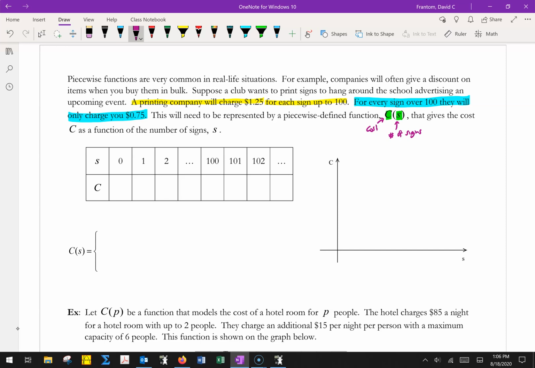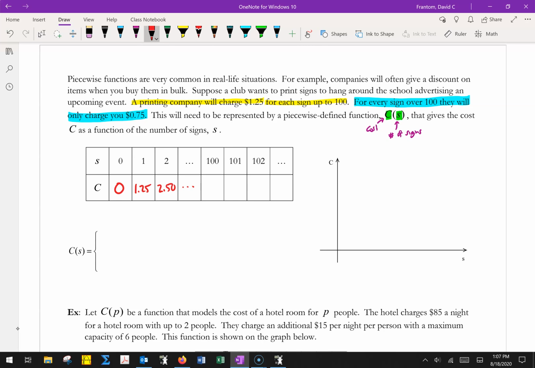So in order to figure out what this is going to look like, let's start by just picking values of S. What if you buy 0 signs? How much is the company going to charge you? 0. If you buy 1 sign, they will charge you $1.25. 2 signs would be $2.50, and so on. They'll keep charging you an extra $1.25 for every single sign up to 100.